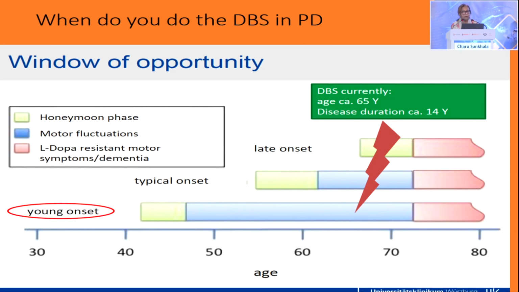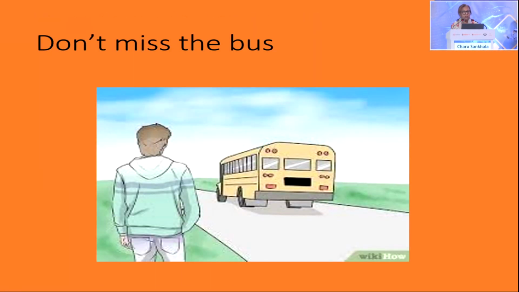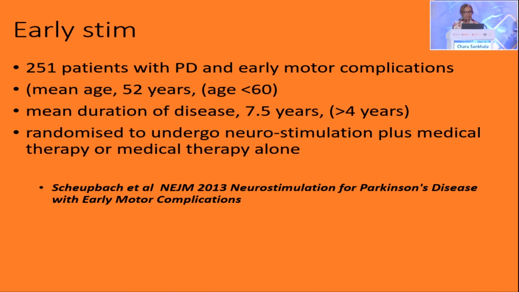It's the same thing with middle age onset. And in the older, your window of opportunity is very narrow. So if you're going to think of DBS in the older patient, do it when they have normal cognition, not when they're falling and when their cognition is faltering. So don't miss that window of opportunity. This is when you have to send the patients for DBS for Parkinson's disease.